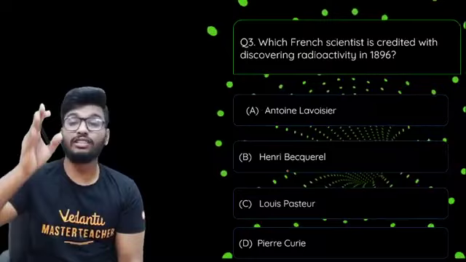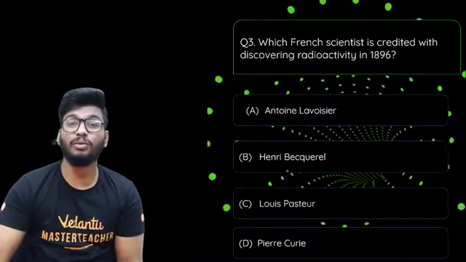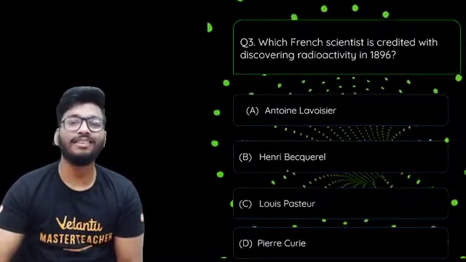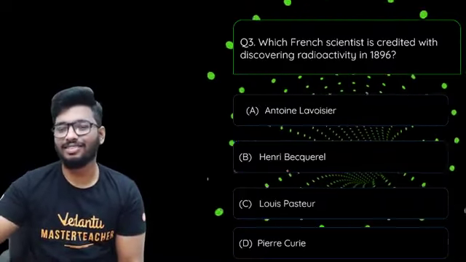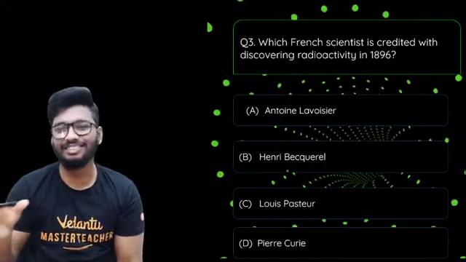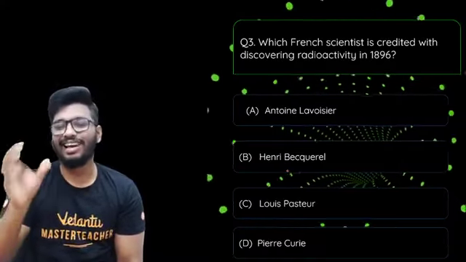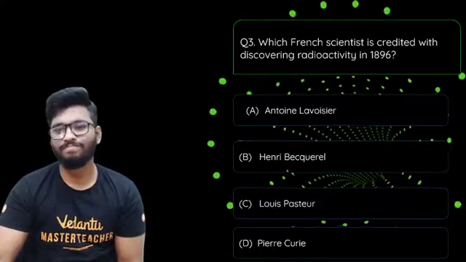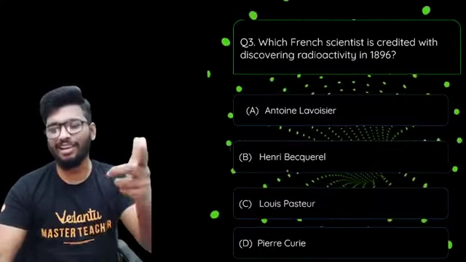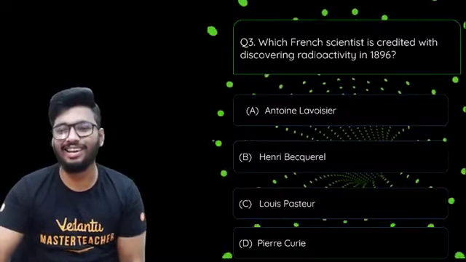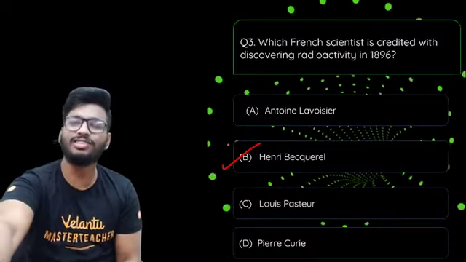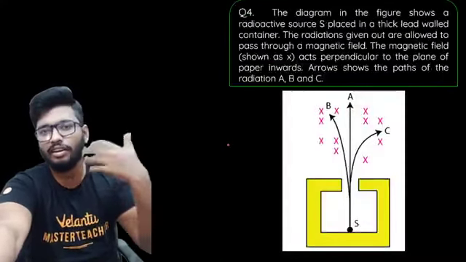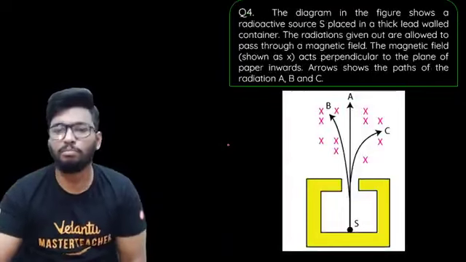Next one. Which French scientist is credited with discovering radioactivity in 1896? Is it Antoine Lavoisier? My pronunciation with names is superbly bad. Is it Henri Becquerel? Is it Louis Pasteur? Is it Pierre Curie? My pronunciations are bad, but you get the point, people. 5, 4, 3, 2, 1. The answer is Henri Becquerel. He was the one who discovered it. Madame Curie and Pierre Curie did more research on radium and basically brought it mainstream.